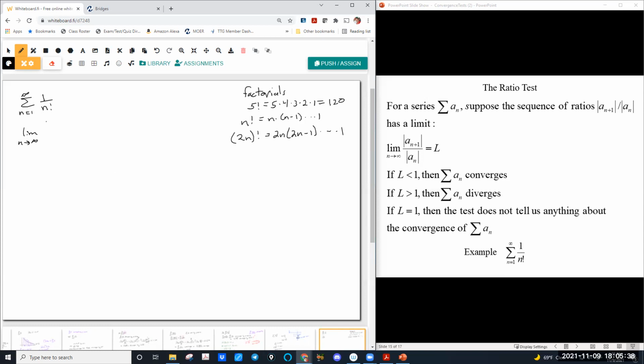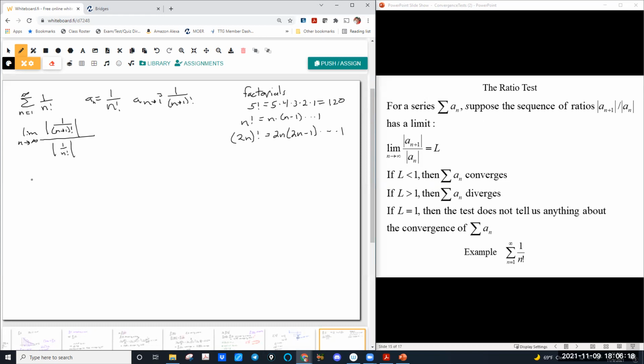Number one, there's no negative term, so if you don't want to write the absolute value, you don't have to. But a sub n plus 1 goes on top. For this one, a sub n is 1 over n factorial, which makes a sub n plus 1 equal to 1 over n plus 1 factorial. So on top is 1 over n plus 1 factorial, and on bottom is just a sub n, so 1 over n factorial.